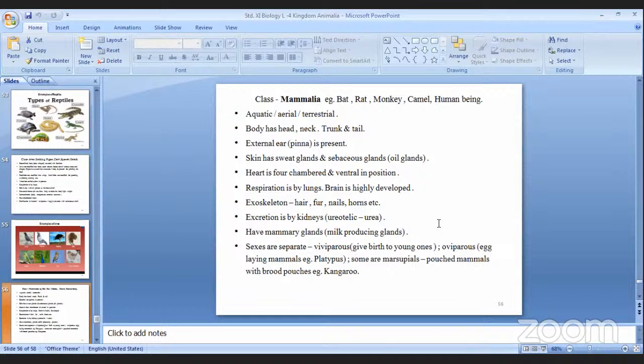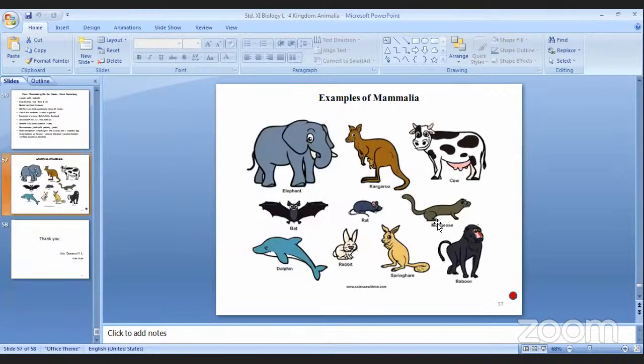Then sexes are separate. They may be viviparous. Viviparous means they give birth to young ones. Oviparous means egg laying animals, example platypus. Some are marsupials like kangaroo, that is, they have a pouch. That is known as pouched mammals with brood pouches. Example, kangaroo. Now here are certain examples of mammals like elephant, kangaroo, cow, bat, rat, dolphin.